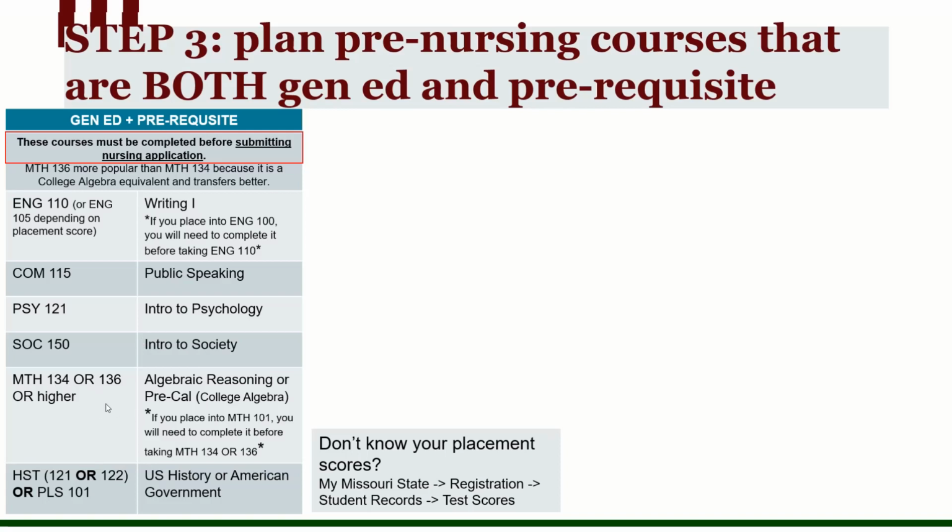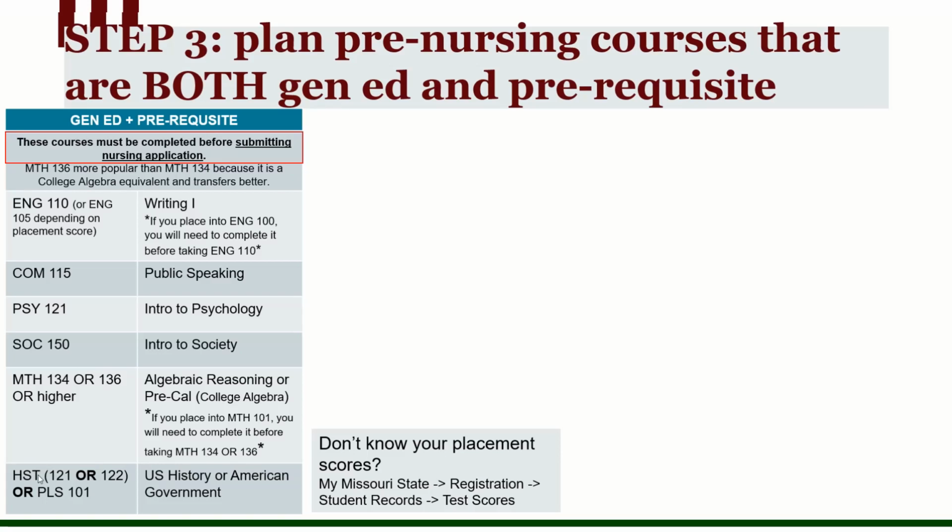For math, it can be 134 or higher. So if you transferred in a class that was like 278 or something, that's fine. It needs to be at least 134. 136 transfers better than 134 because it's a college algebra equivalent, so a lot of nursing students take that if they plan to apply to multiple nursing programs. But 134 should be easier. So for some students, they'd rather just take the 134 because they don't like math and they want to take the easier class. Just know that it won't transfer as well as 136.